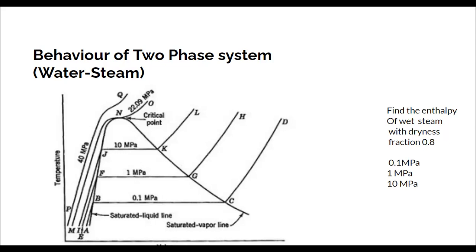Okay. The same logic can be used for finding the specific volume. For example, at 1 megapascal, if you want to find the specific volume of wet steam whose dryness fraction is 0.8, it is vf plus x times vfg. Now vfg is what? vg minus vf. So vg minus vf into x, plus vf would give you the specific volume of wet steam.